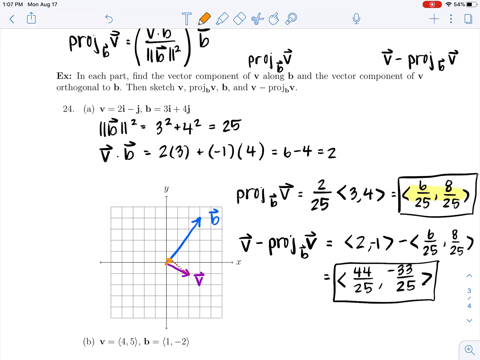And I'm just going to try to plot this in orange so that you can see it. And I'll label this as the projection of V onto B. So it's just that tiny little orange vector there. I hope you all can see it.